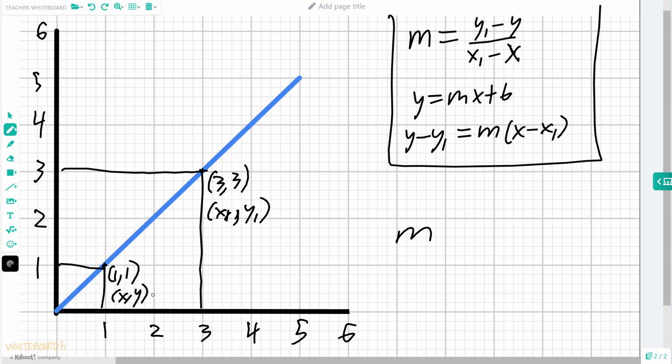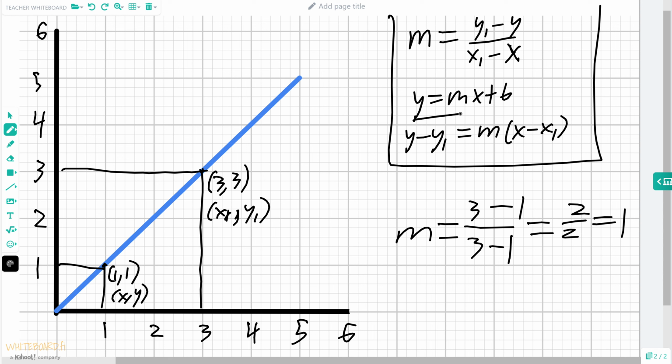So if we plug these in, we get m equals, our y1 value is going to be 3. Our y value is going to be 1. Our x1 value is going to be 3. And our x value is going to be 1. So that means we get m equals 3 minus 1 over 3 minus 1. And m equals 2 over 2. m equals 1. So our slope is going to be 1.